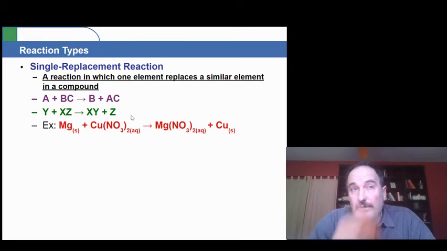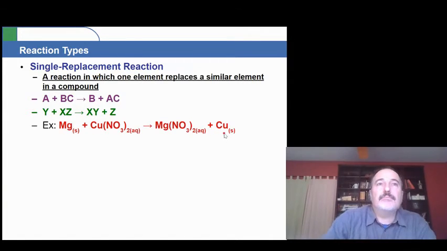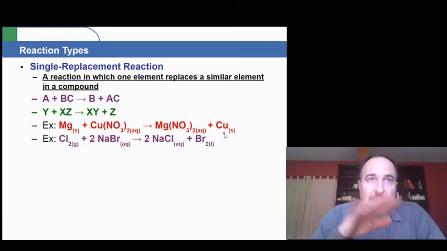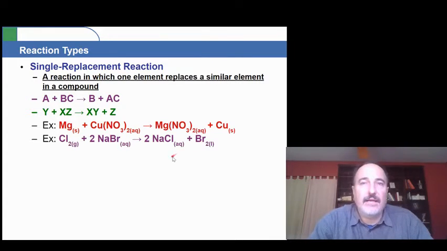All right, example the first, you have magnesium that replaces copper in copper nitrate. So now you end up with magnesium nitrate in ionic form, or in compound form, and you have the pure element copper. Along the same lines, the second example, you have chlorine that replaces bromide in the sodium bromide. So now you have chlorine bound with sodium, and bromine is all by itself.